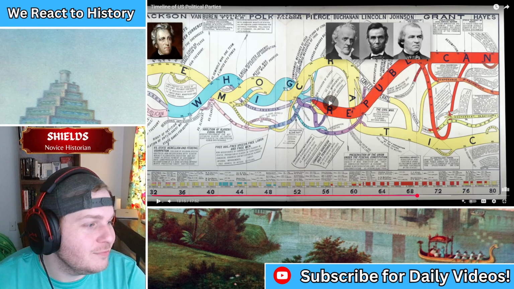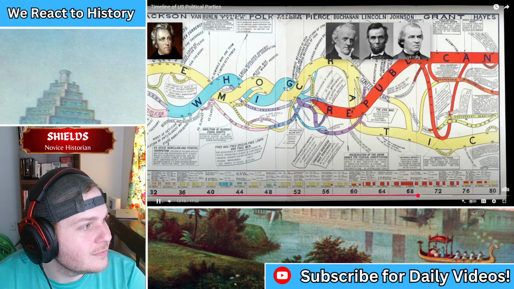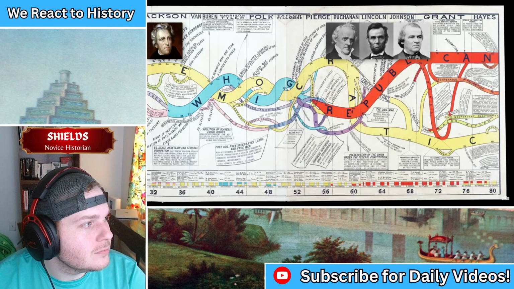You learned something new. So for this last part of the chart, there is yet again two parties. This time, the Republicans and the Democrats.